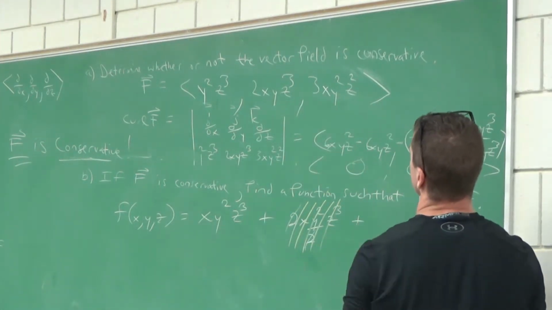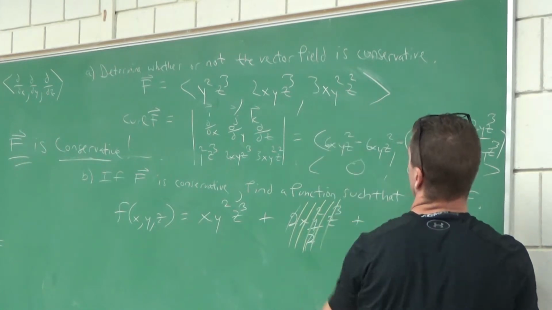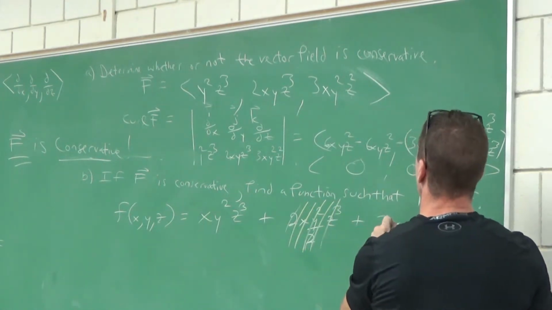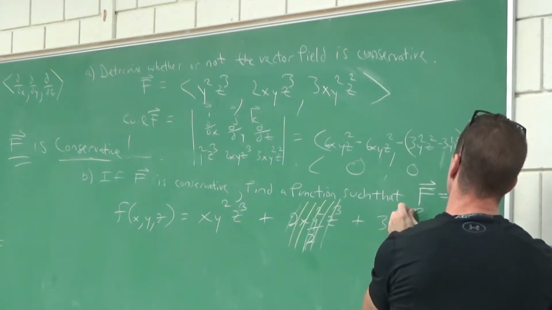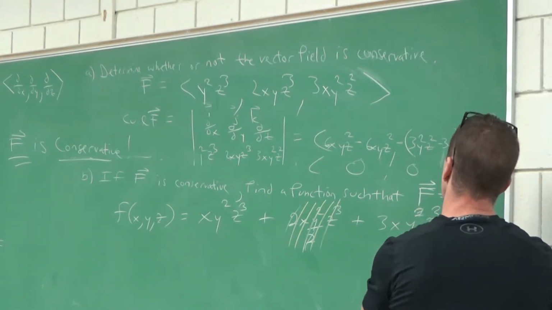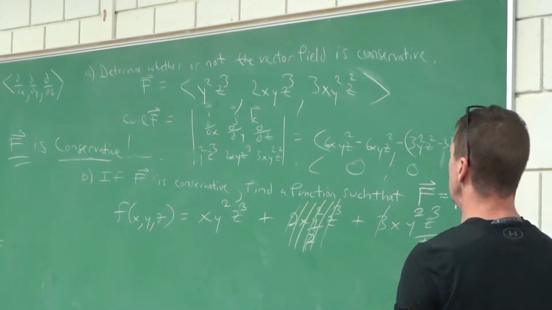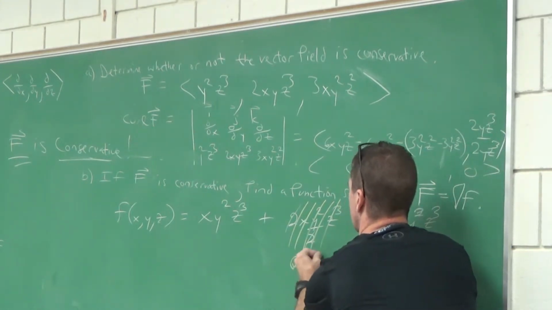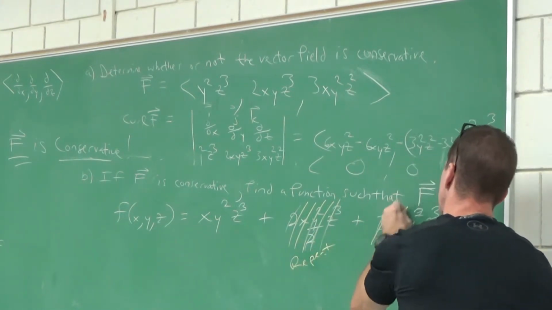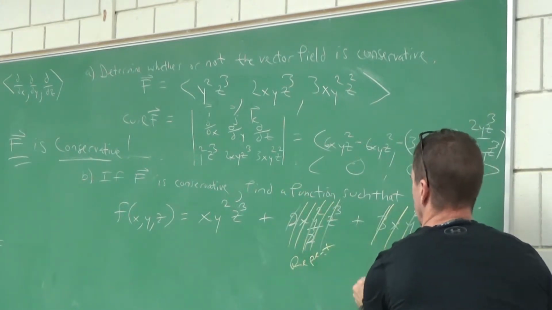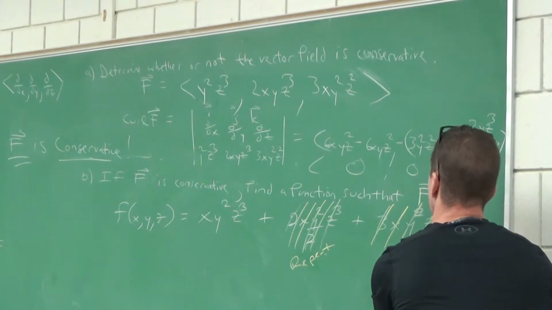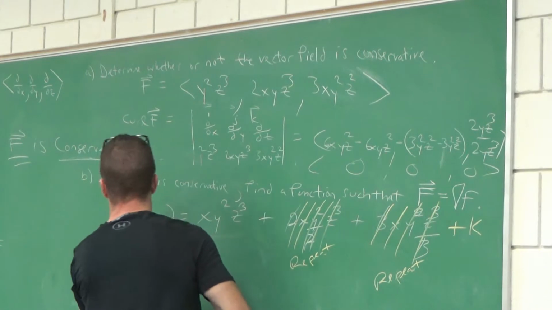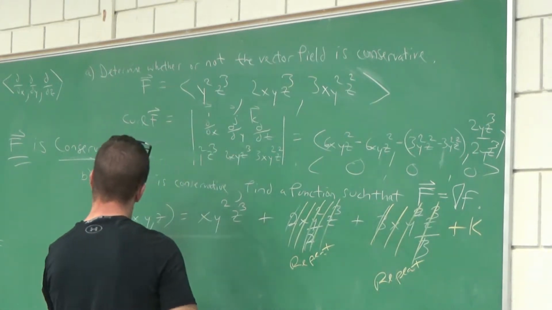What do you get here? Integrate this with respect to z. 3xy squared z cubed over 3, and these cancel. Is that a repeat? Yes, another repeat. So this was a repeat, we got rid of it. This repeated, that's that same expression. Plus constant. This is it. So I'll write it again. Here's the function.